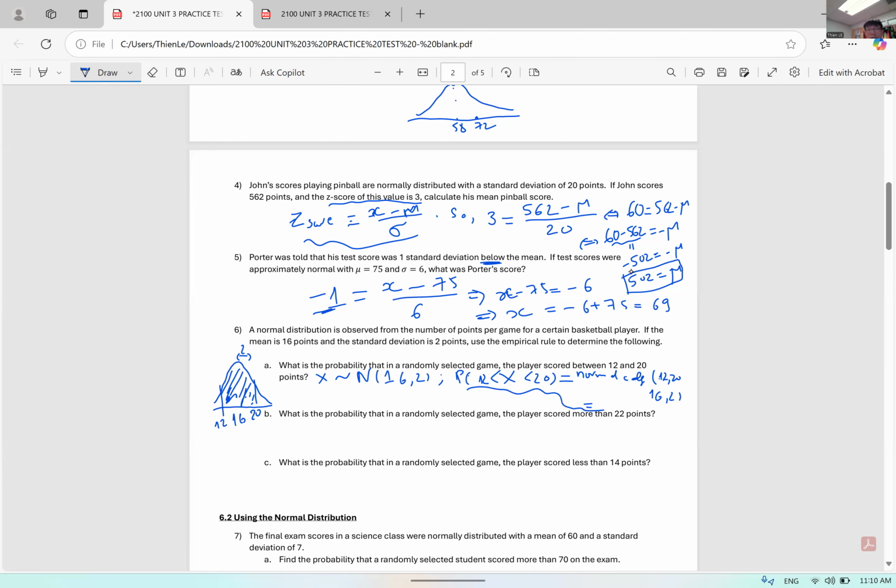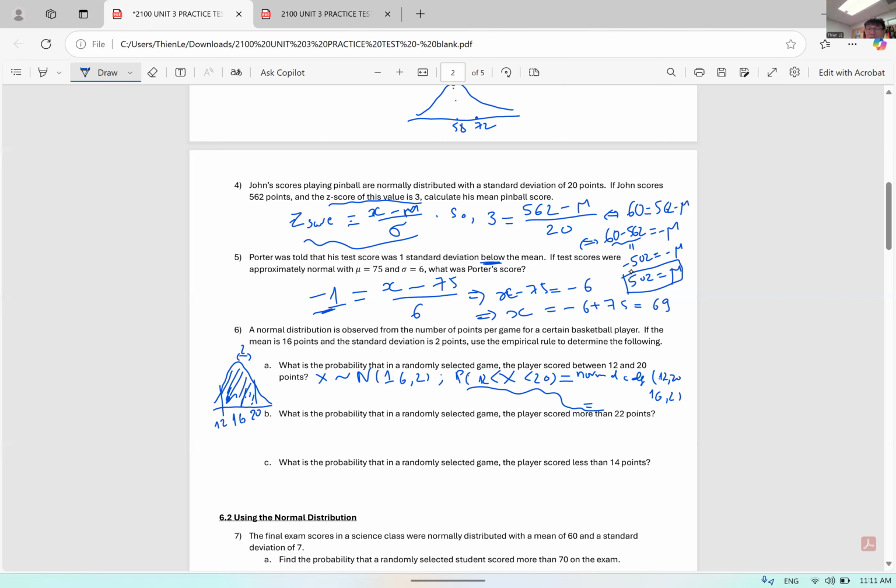But you can also use the empirical rule, okay? So if you want to follow the empirical rule, you just remember two standard deviations from the mean is about 95%. It's a rough estimate, okay? It will not be as accurate as using the normal CDF function, but it's a rough estimate.